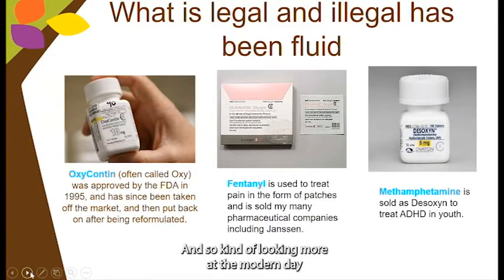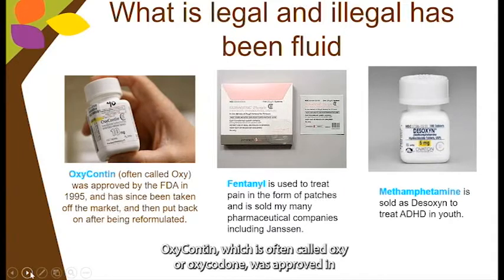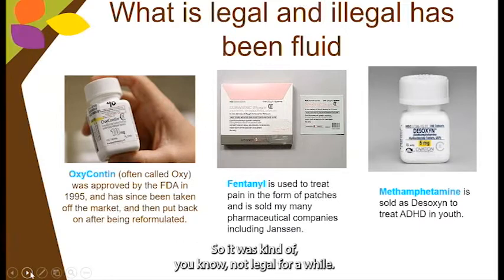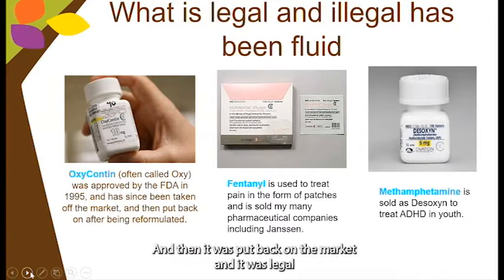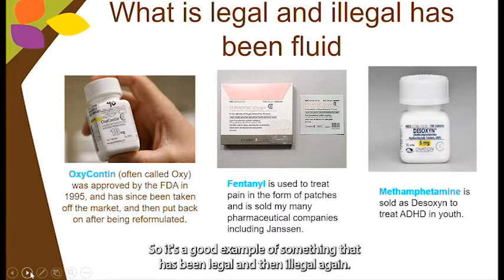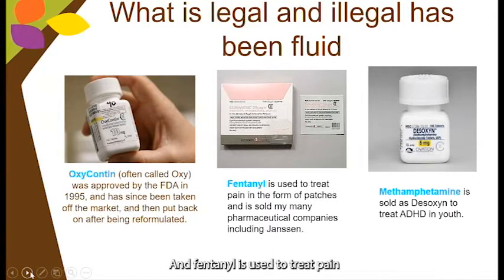Looking more to the modern day, OxyContin, which is often called Oxy or oxycodone, was approved in 95 by the FDA and has since been taken off the market to be reformulated. So it was not legal for a while, and then it was put back on the market, and it was legal once it was reformulated and had some other warnings on it. So it's a good example of something that has been legal, then illegal again, and then legal again.